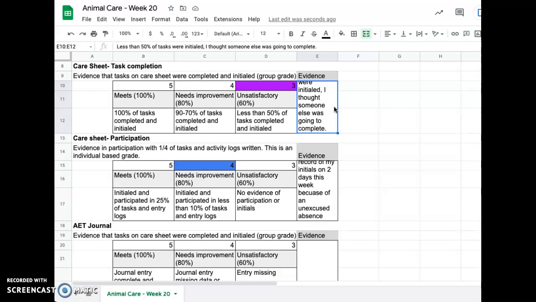You are going to be joining the workforce if you're not already, and you know that you have a team that you're working with. So that's where that task completion piece comes in. Care participation, we're good there.